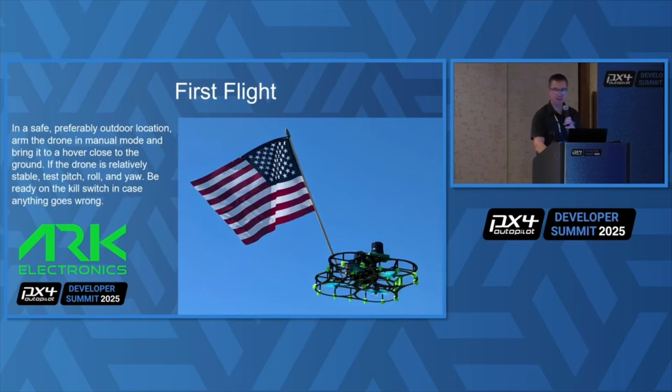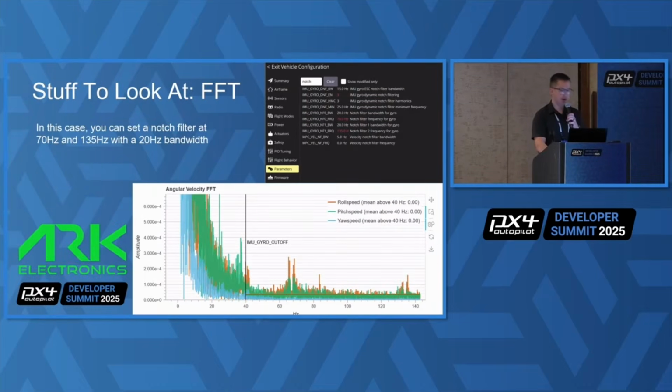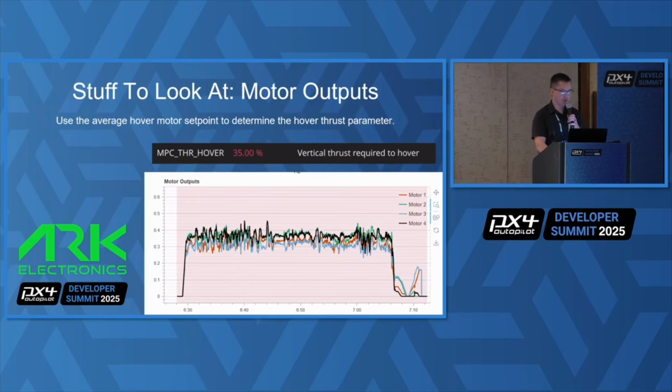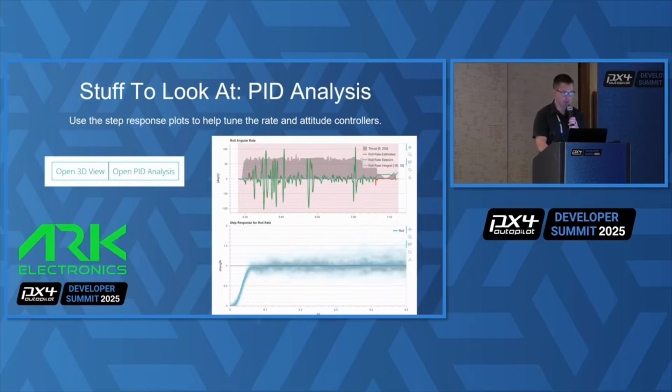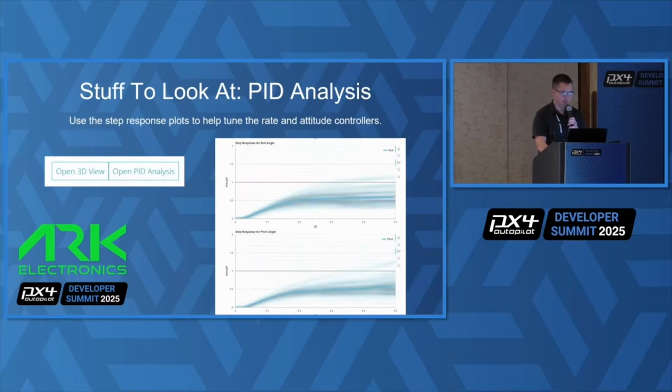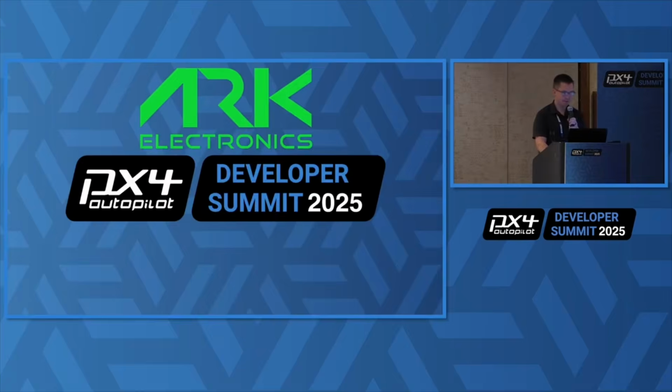All right, then you go outside, go somewhere safe, fly it. It'll be obvious if it works or not. Then you start tuning: flight review, FFT, stuff to look at. I'm out of time, so motor outputs, you can set your hover thrust based on your average motor output. Average current, you can set your average current. You can go to the PID plot, check your PIDs, use that to tune your PIDs. And then there's a whole tuning guide in the docs. So thank you.